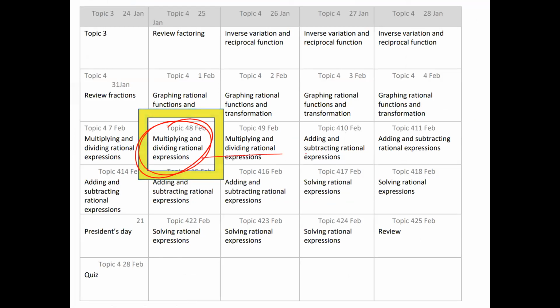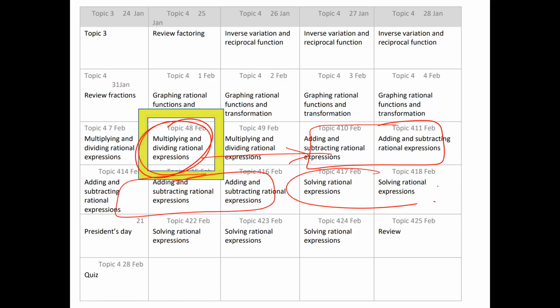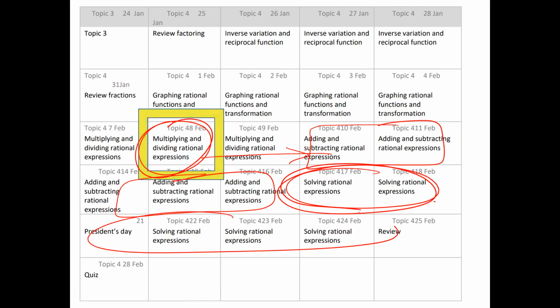We're going to talk about this almost to the rest of the week. And then afterwards on Thursday and Friday, we're going to start with adding and subtracting. We're going to continue that next week. And then we get into solving rational expressions. You have President's Day coming up, and then that'll be the end of this unit. And I'll give you guys a brand new unit at the end of February. Okay.